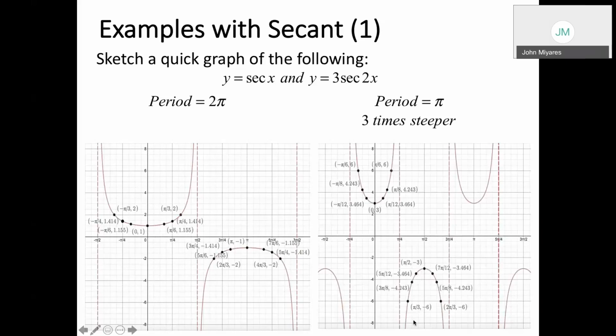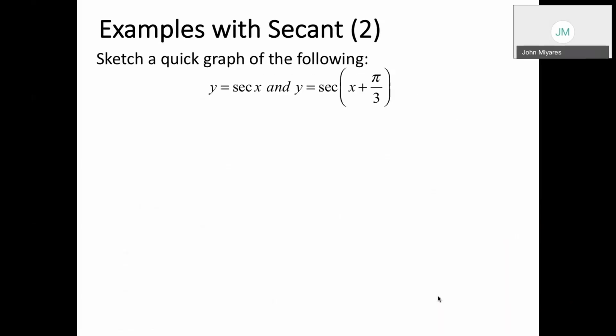You can also see that these parabolic shapes are more compressed, and the asymptotes are occurring at odd multiples of pi over 4 instead of at odd multiples of pi over 2. This is the result of the b value equaling 2 in this function. The basic shape remains the same, but the 3 makes it taller and the 2 makes it skinnier. Let's look at one more.